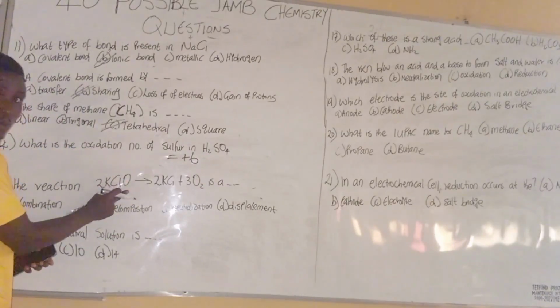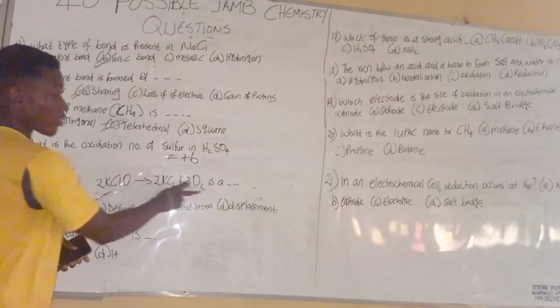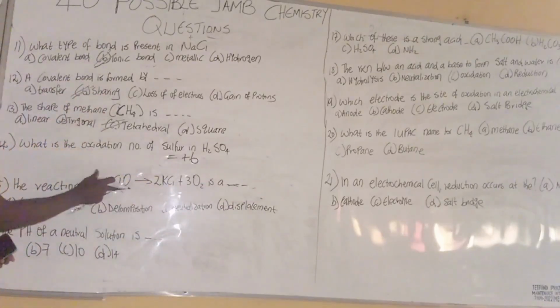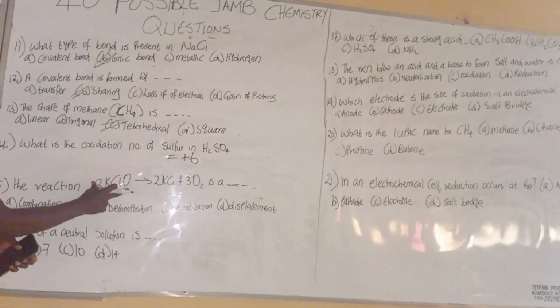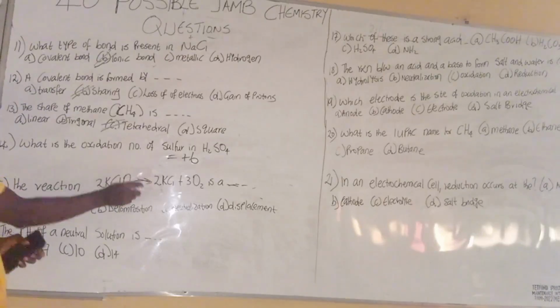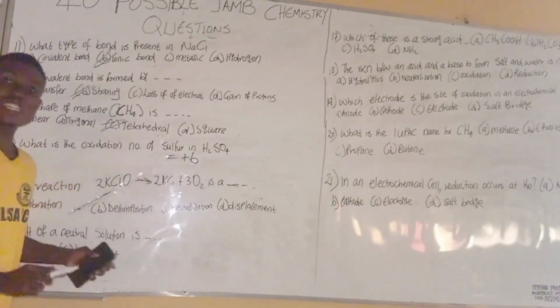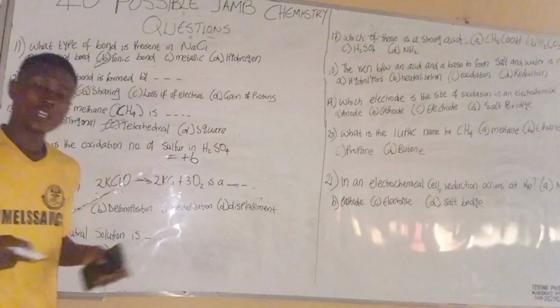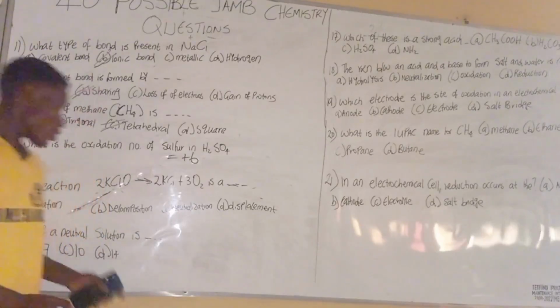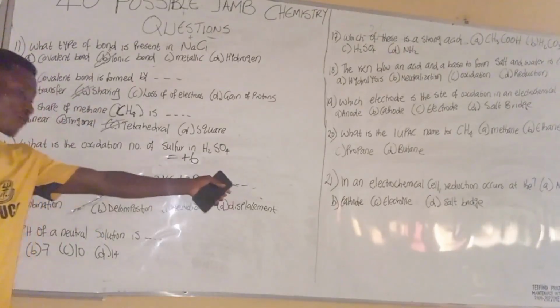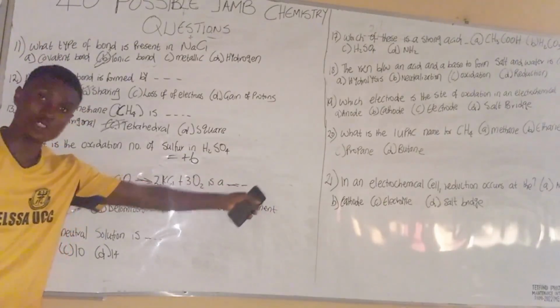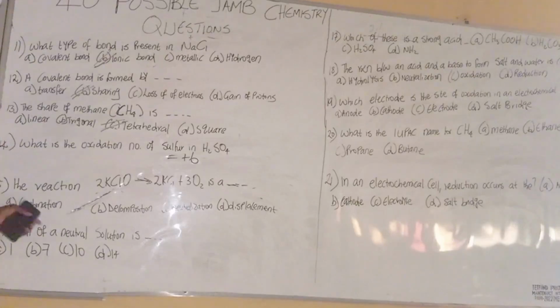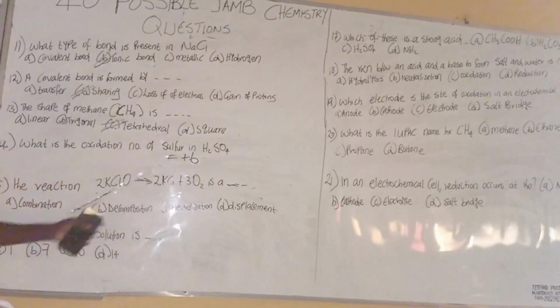The reaction 2KClO. Let me give you a breakdown of this. Now this is a compound, right? This is a compound that has been formed, and this compound is being broken down. This is simply saying decomposition, because it is being broken down to give you other compounds and an element. So this reaction is a type of which reaction? A says combination reaction. This is wrong. It's not a combination reaction. You get to see that it is breaking down. B, it is what?